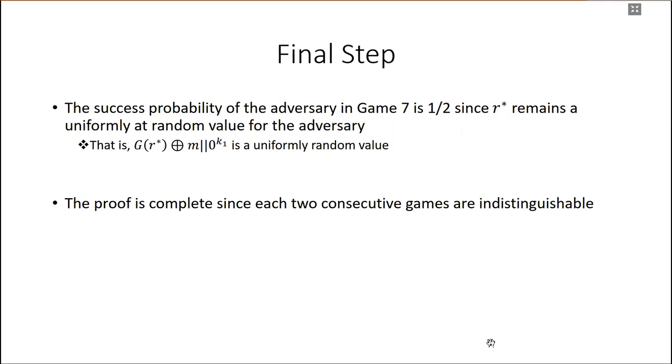And finally, since the success probability of the adversary in game 7 is 1/2 and the games are indistinguishable, the proof is complete. And why is the success probability in game 7 1/2? Because R star and subsequently G of R star are basically random values from the adversary's perspective. So the bit b is hidden information-theoretically from the adversary. So G of R star hides the message m_b from the adversary.